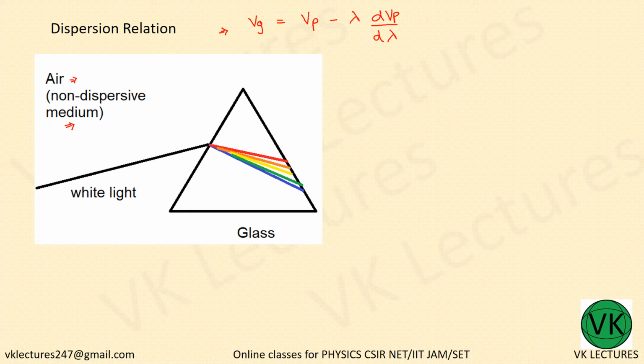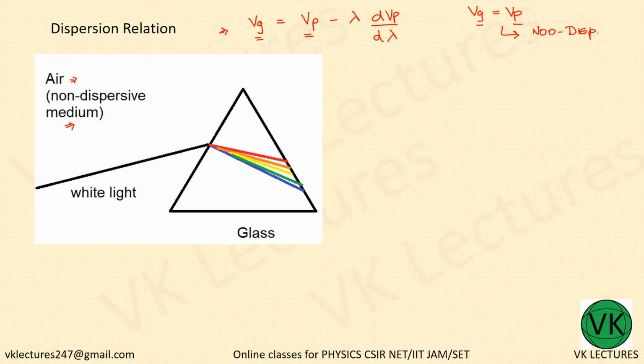Here, if Vg equal to Vp, that means in any medium, if the group velocity is equal to phase velocity, then this is called a non-dispersive medium. Okay, that means it doesn't disperse. Group and the phase velocities are the same.